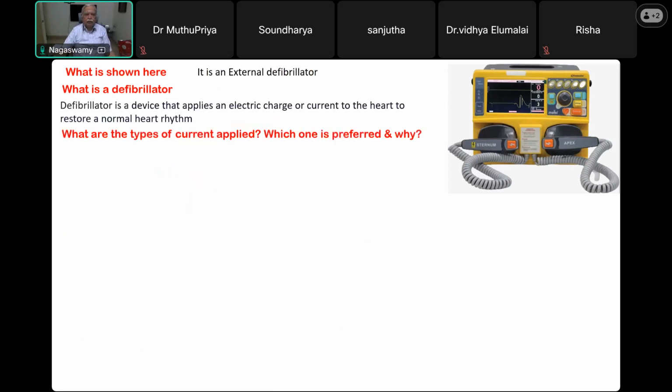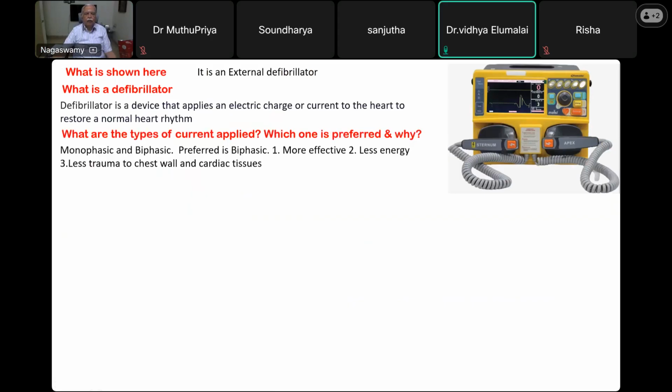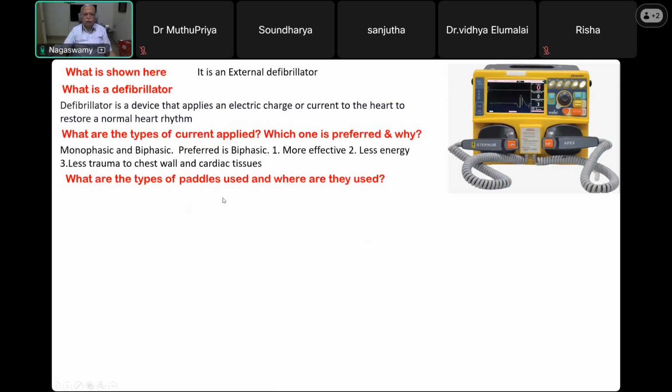What are the types of current applied? Which one is preferred? Why? So alternating current and direct currents. Monophasic and biphasic. Okay. So preferred is biphasic because it's more effective, with less energy and less trauma to the myocardium. What are the types of paddles used and where are they used?